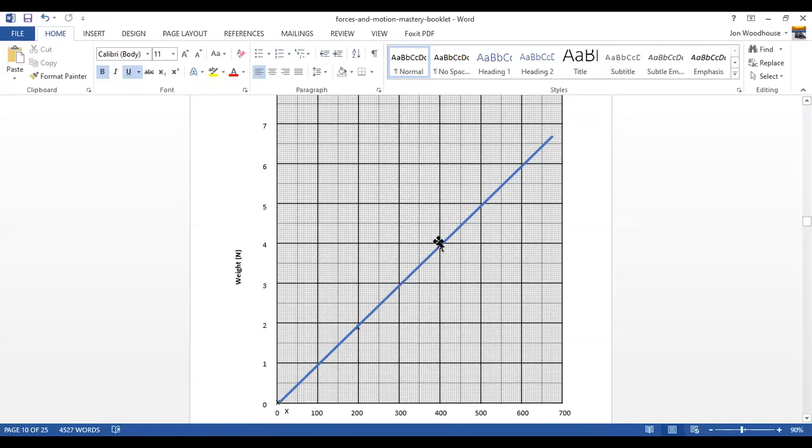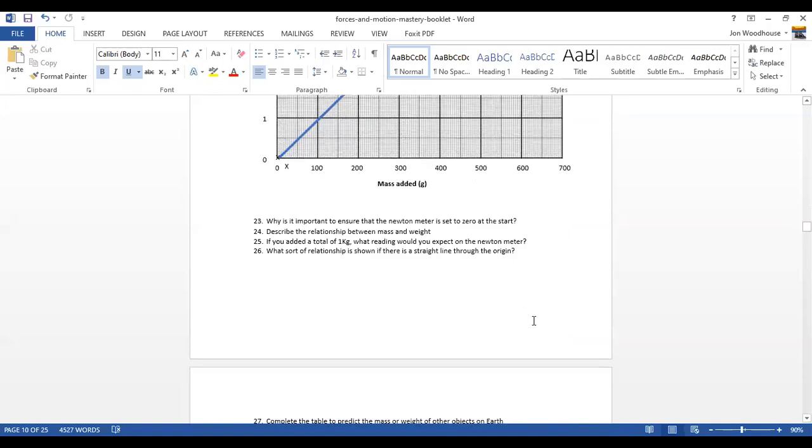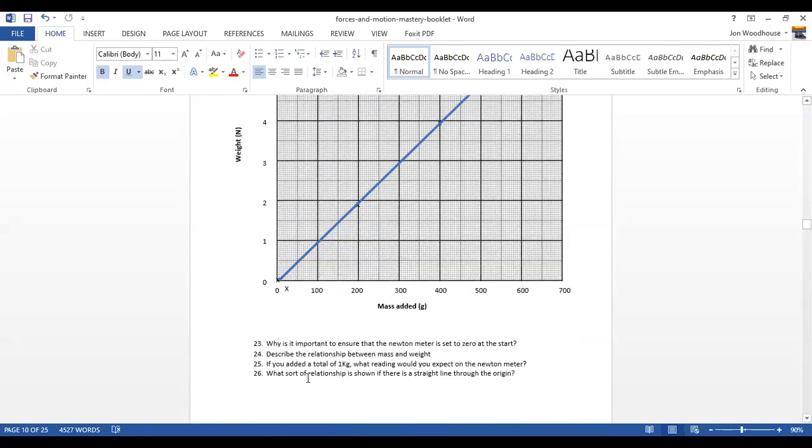Now, if you're getting stuck with all this, don't worry about it, because we'll be going over this idea of gradients time and time again in year 9 and year 10, and we'll get there because it's work in progress. You are only year 8. So what you should be able to do is complete these questions now.